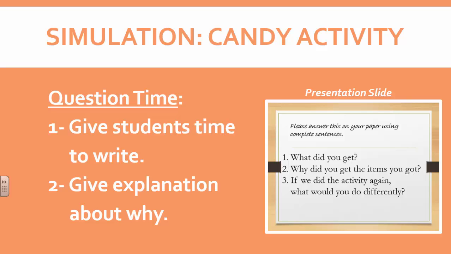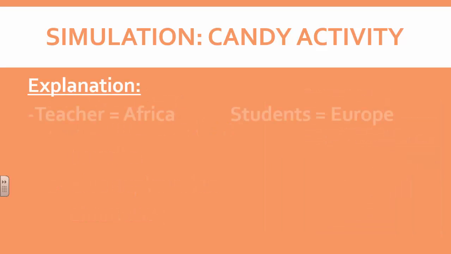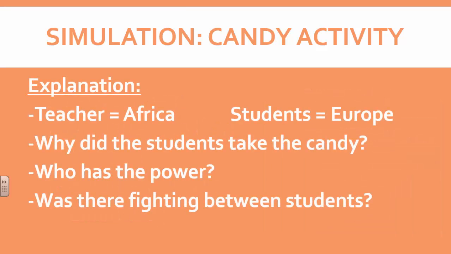Once the situation has been discussed, it's time to explain the purpose of the activity. In this activity, the teacher is Africa and the students represent European countries. Why did the students, Europe, take Africa, the teacher's resources? Basically, the students will say that they wanted the candy, so they picked it up. This is essentially what Europe did. They saw resources that they wanted, and they took the resources. The candy did not belong to the students, it belonged to the teacher. The students saw that this was valuable.